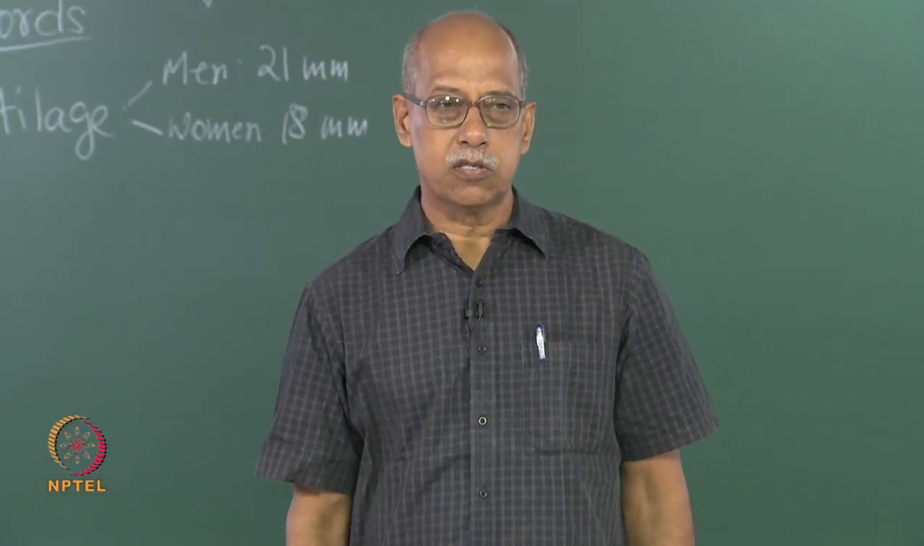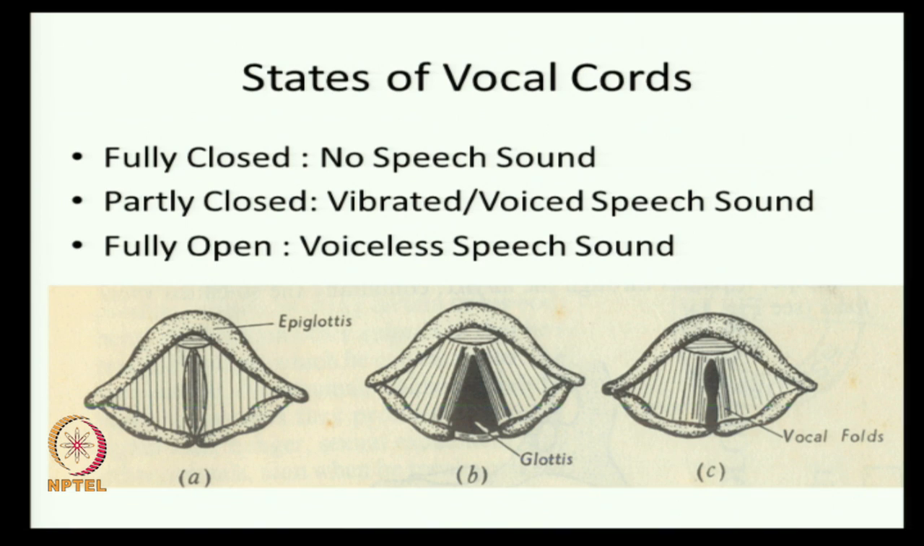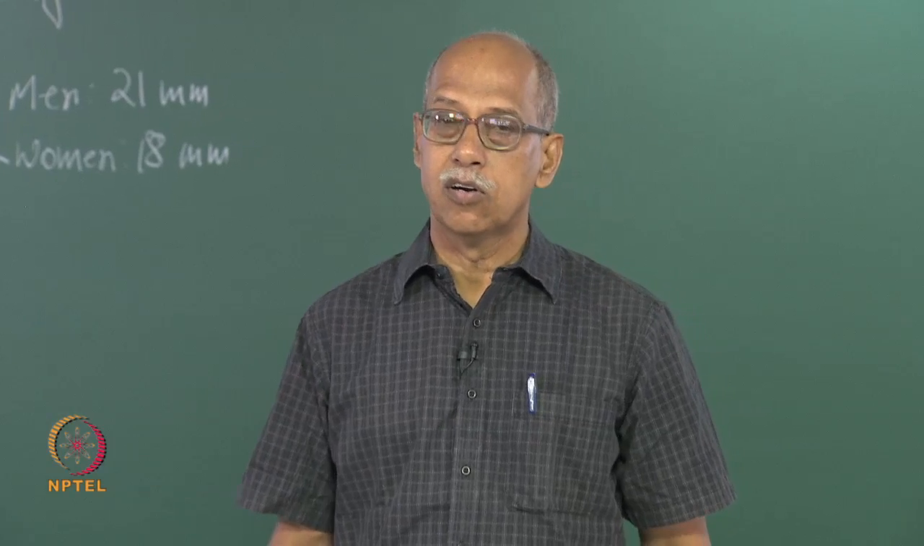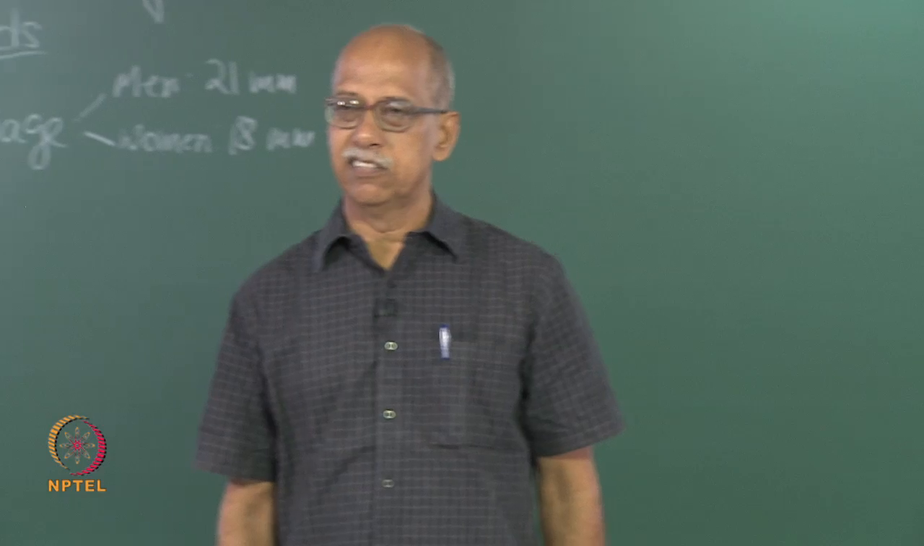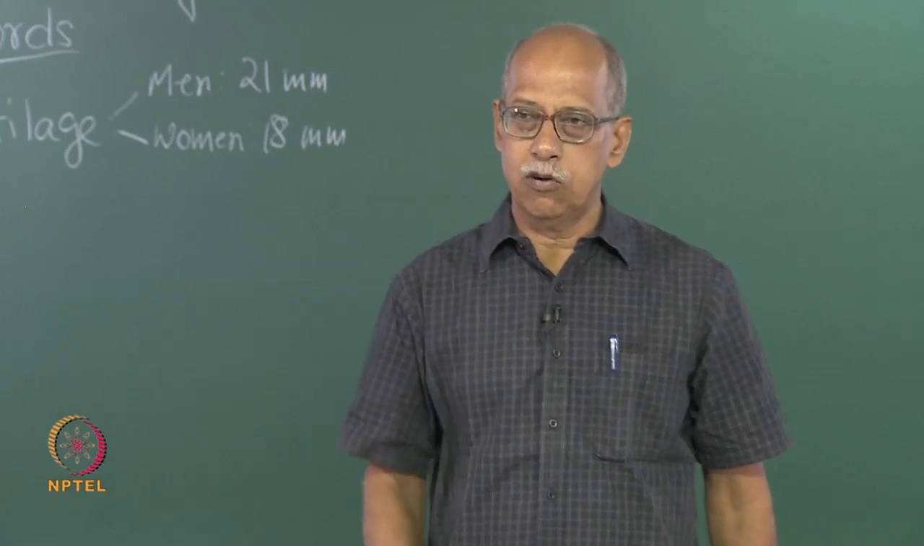Okay. So depending on the state of the vocal cords, number one, A, it hardly participates in the production of speech sounds. There are some speech sounds in some languages which are produced through the ingressive air stream mechanism, and they are speech sounds. So when you produce a sound like a click, the vocal cords are in position A. The air does not go in, it rebounds and you hear the sound.